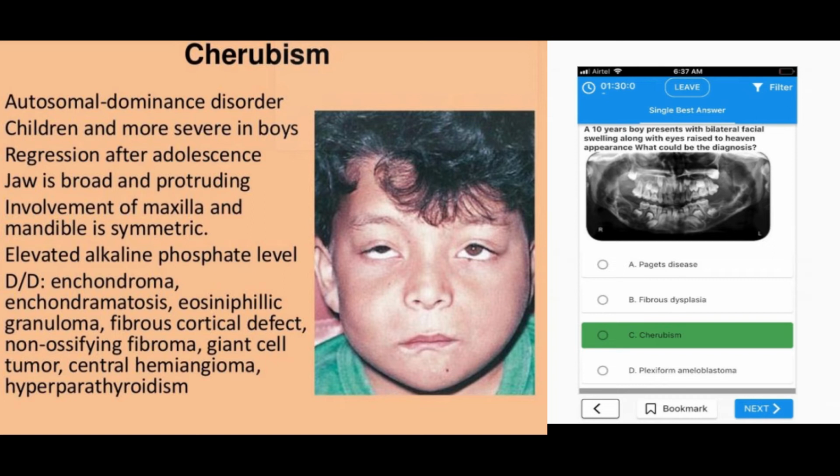So cherubism is a rare developmental jaw condition that can be inherited as an autosomal dominant trait, and the gene that is associated with it is the SH3BP2 gene. The name cherubism was applied to this condition because the facial appearance is similar to that of plump-cheeked little angels. So the plump cherub-like cheek results from the painless bilateral symmetrical expansion of the posterior mandible.